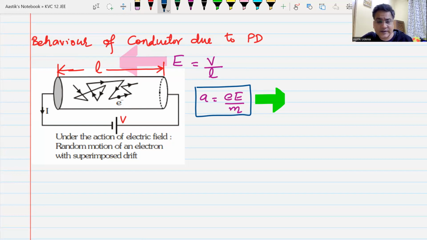Now, because of this applied electric field and because of this acceleration, these electrons will acquire a velocity opposite to the direction of electric field. Yes or no?